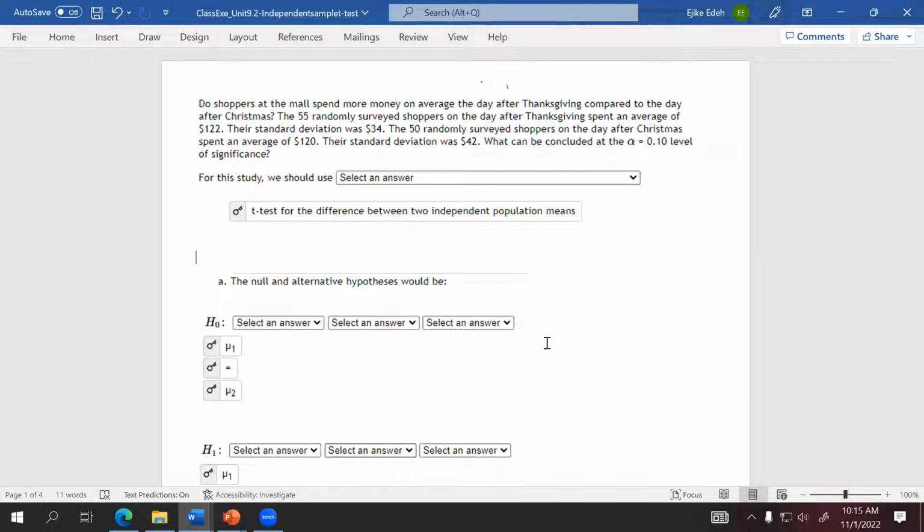So tell me what you think. Do you think the data I'm going to get from shoppers on Thanksgiving and the data I'm going to get from shoppers a day after Christmas will be matched, or would they be independent? And what would be your reason?